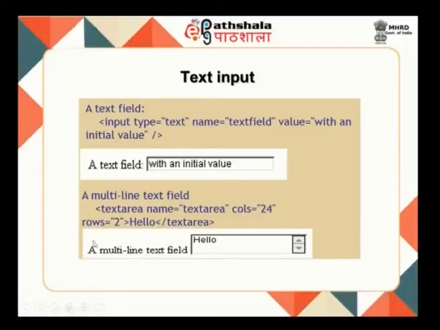So, here rows and columns are very specific to the text area element. Here columns are given as 24 and rows is given as 2. So, the text area comprises 24 columns and 2 rows. Here you can see the text that is displayed in the text area as hello. And we can notice another thing: the text area has a closing tag, whereas the input tag does not have a close tag.